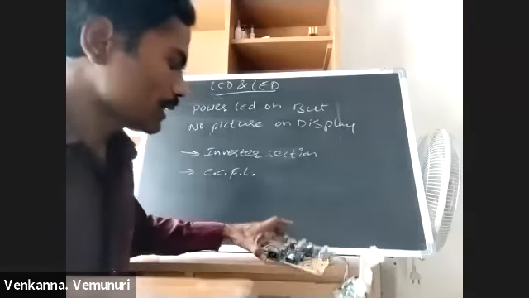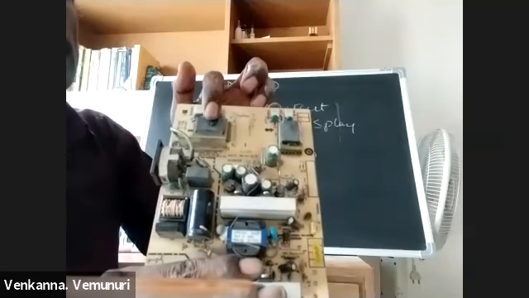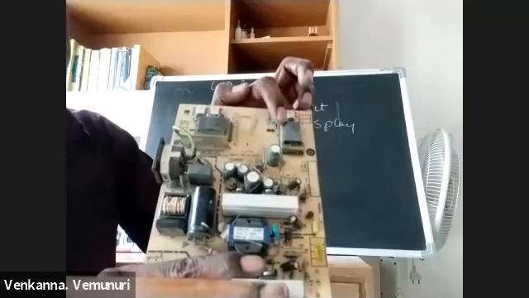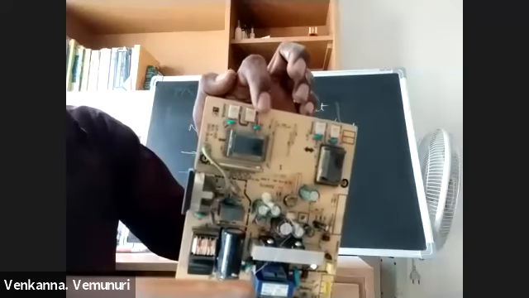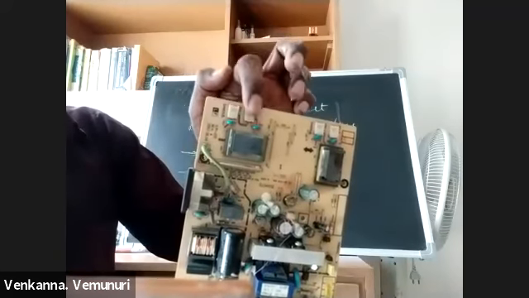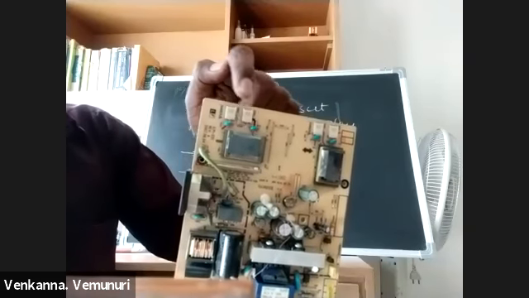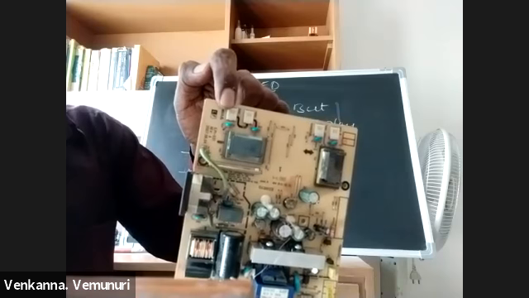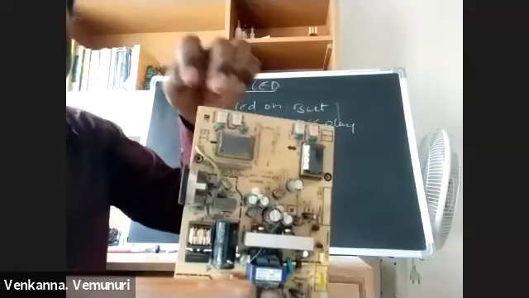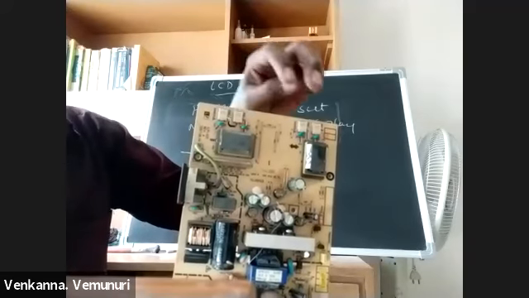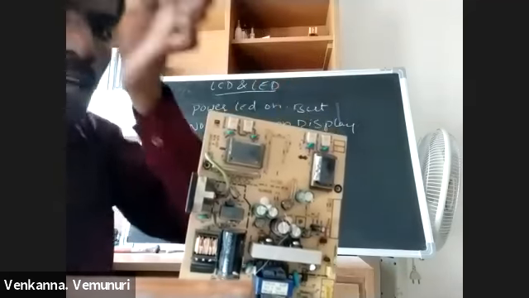So here this is the inverter section. In this they are using two step-up transformers. One transformer is providing power supply to two CCFL. This is the connector of one CCFL lamp. This is the connector of another CCFL lamp. Means one transformer is providing supply to two CCFL. Here two CCFL, here two. Total in this monitor have 4 CCFL lamps.